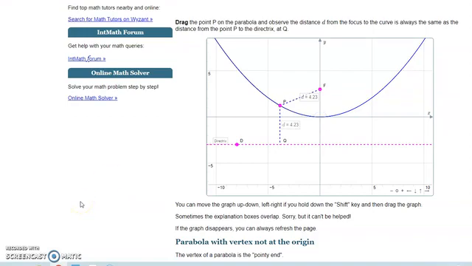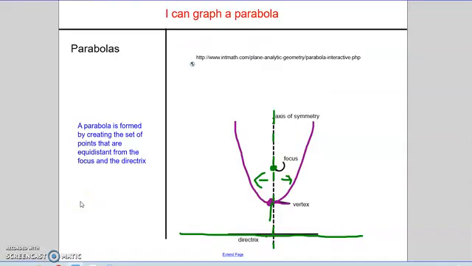Okay, let's go back. So the directrix then is this line here that, like I said, if you go straight up from that line to the parabola, and you go from that parabola to the focus, then those two lines would have an equal distance. And then the focus that's inside the parabola.